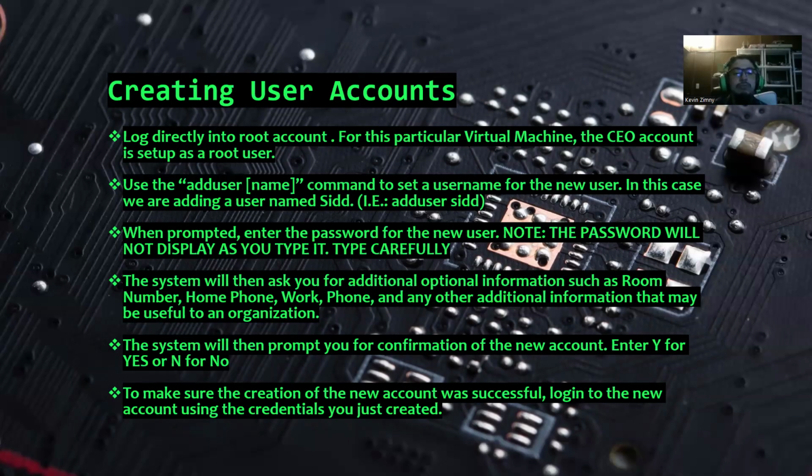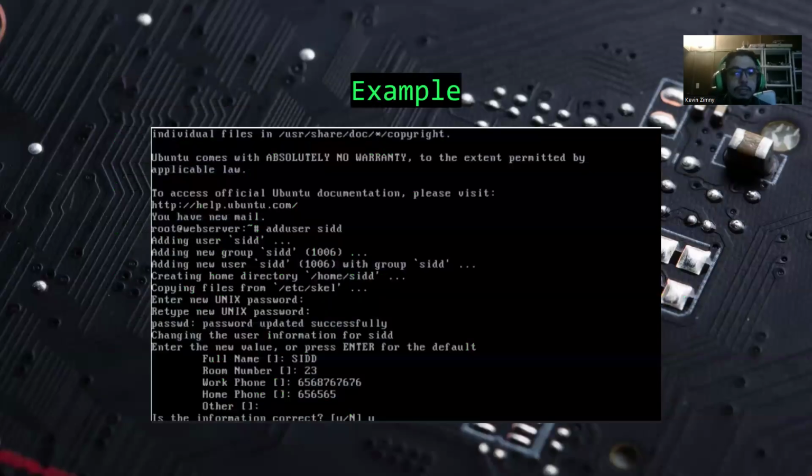The system will then ask you for additional optional information such as room number, home phone number, work phone, and any other information that may be useful to an organization. Once you're done, the system will prompt you for confirmation of the new account. You can type Y for yes and N for no. To make sure the creation of the new account was successful, log into the new account using the credentials you just created. Now here's an example of what that will look like.